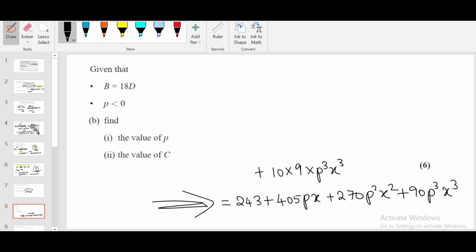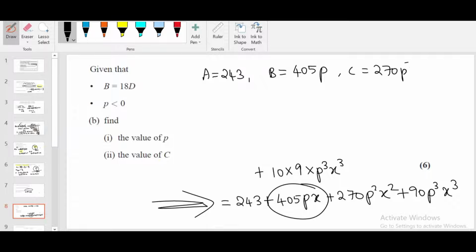So when I compare, a is 243, b is 405p. You cannot just take numbers. You need to take everything except x. That's the coefficient of x. c is 270p², d is 90p³.